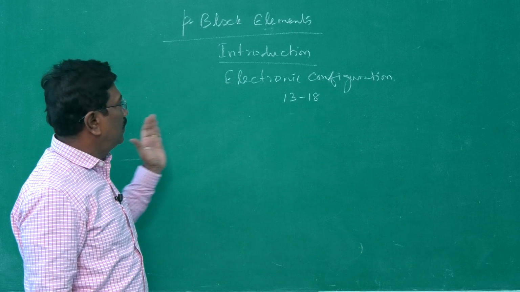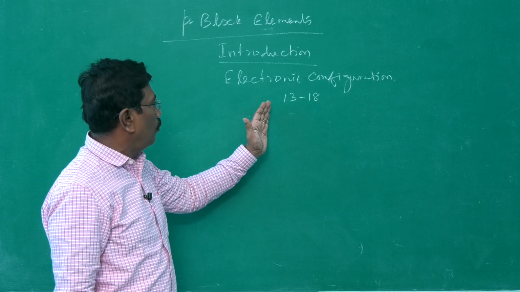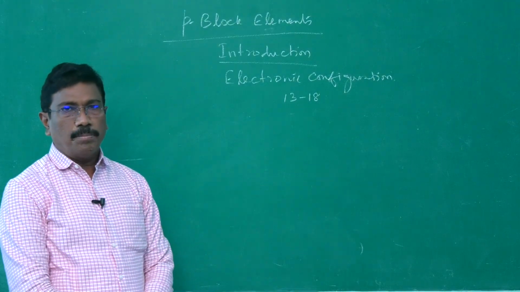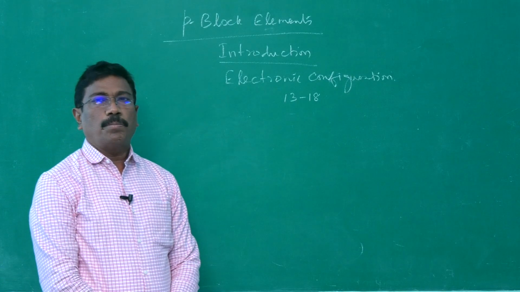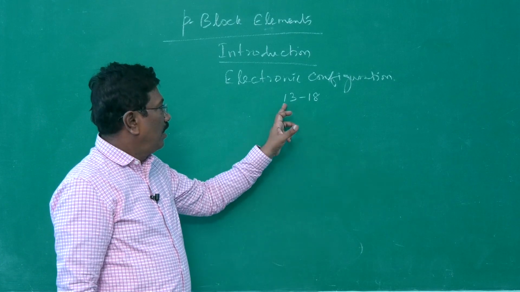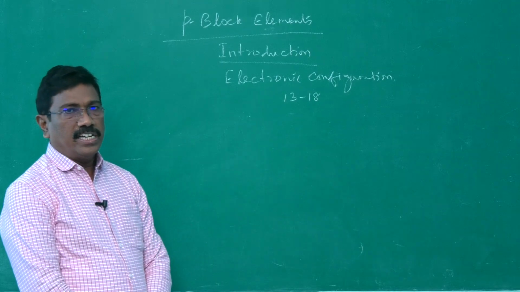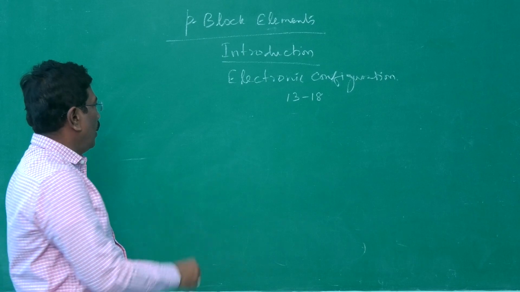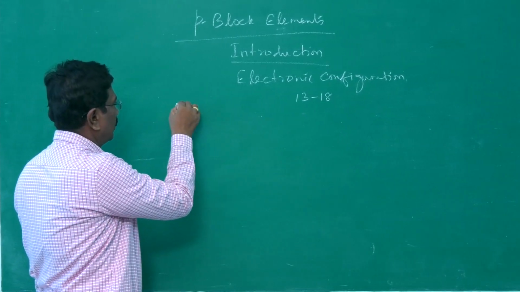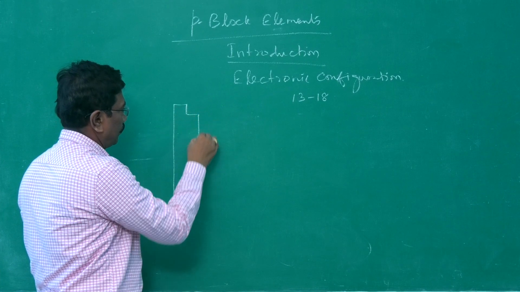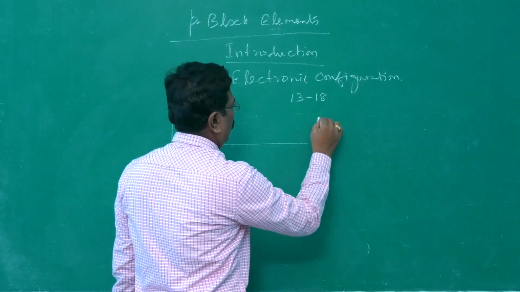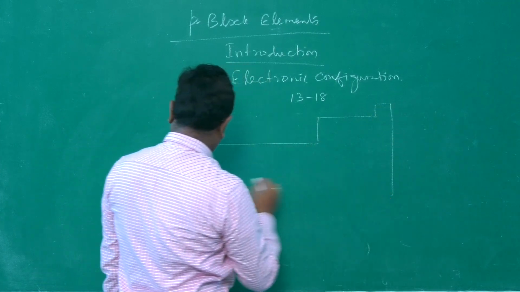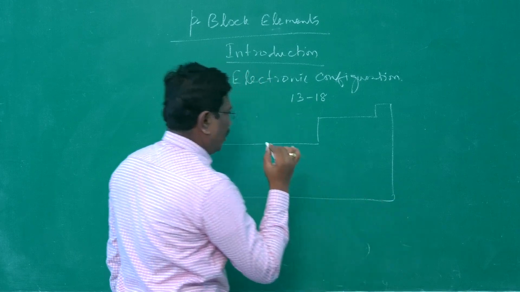That means after the first 12 groups, 13 to 18, totally 18 groups are present in the long form of the periodic table. The last 6 groups, 13 to 18, are referred to as P block elements. We may be knowing about the long form of the periodic table. In short, I can draw it like this. So, the skeleton I have drawn.